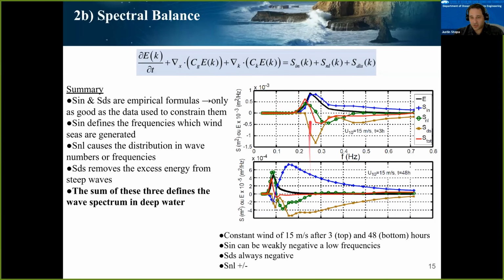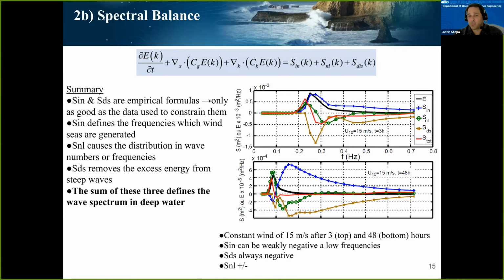So now after a much longer time, so this is after 48 hours, this was after 3 hours, we can see the evolution of these terms. So you can still see that the input more or less mirrors the dissipation, and we still have basically the same shape of the nonlinear term. In our spectrum, you can see that it transformed with a peak of, say, 0.25 hertz down to, it looks like, less than 0.1 hertz. So really, I want to stress that the balance of these terms is important.